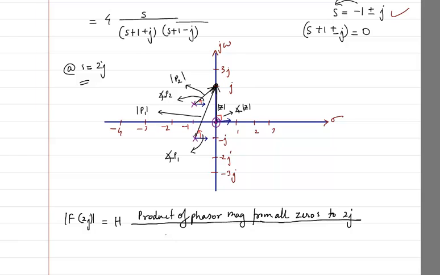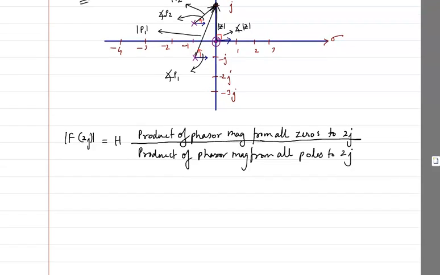similarly divided by the product of phasor magnitudes from all poles to 2j. Okay, that is the network function value. So how many poles are we having here? We are having only one pole. For our case, it is only one pole.